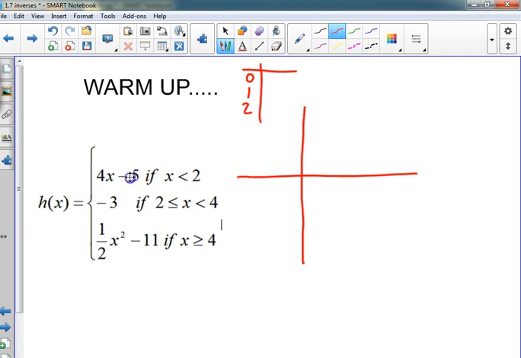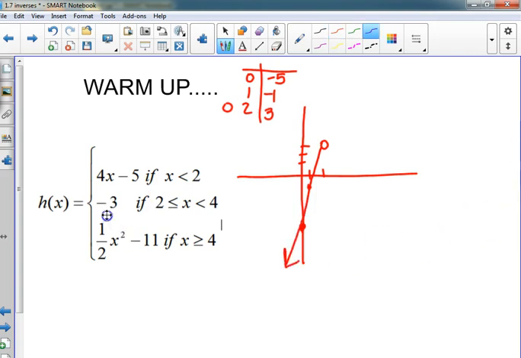If we put in a 0, we get -5. We put in a 1, we get -1. We put in a 2, we get 3. Right? 8 minus 5 is 3. So 0, -5 is a dot. It's an open circle at 2, 3. And there was a dot at 1, -1. Okay, so that's less than 2.